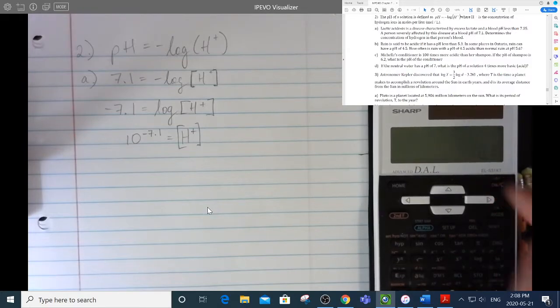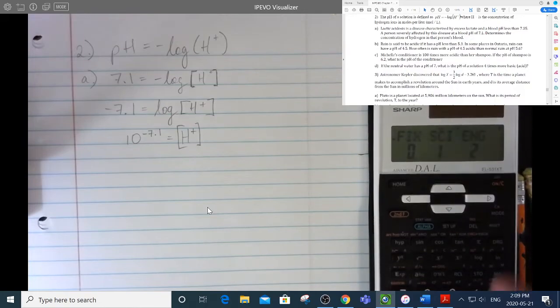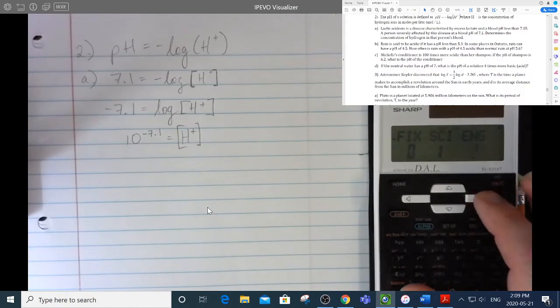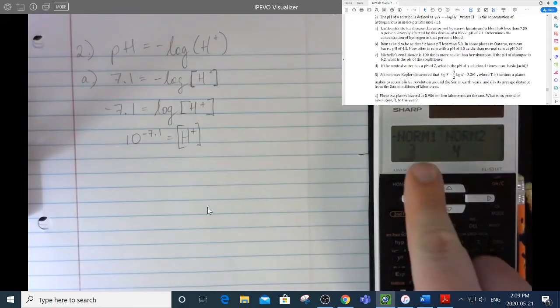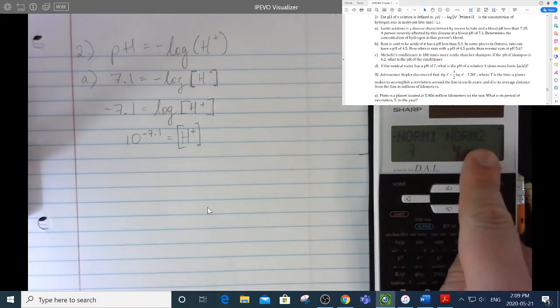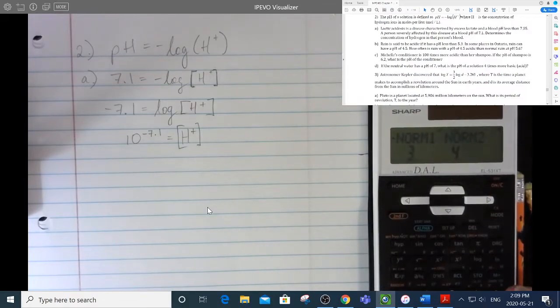Oh, I know what to do. Sorry. Here's what you do. You go to setup, you go to FSE, and then you go past all these guys. There you go. Now, this is what you want to do. Norm 1 and norm 2. Basically, it means normal way to display numbers 1 and 2. Actually, pick norm 2 if you have this kind of calculator, and you'll see why in a sec.